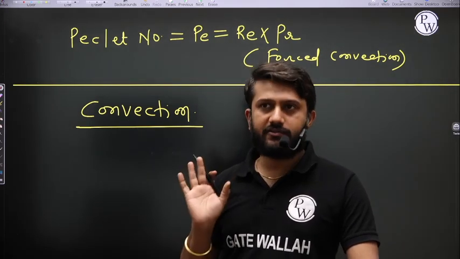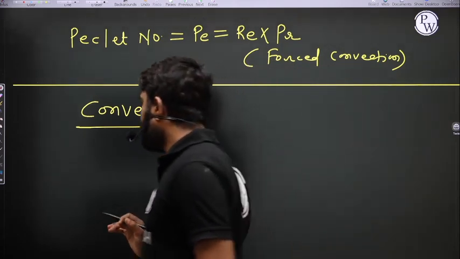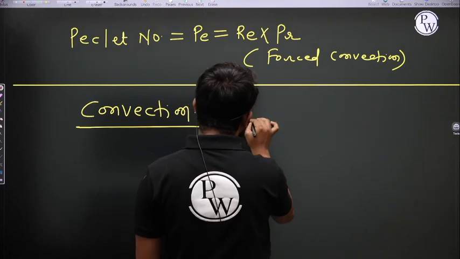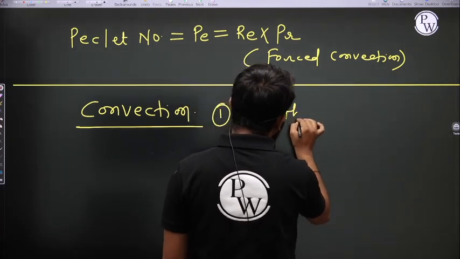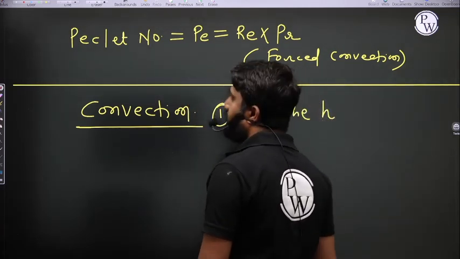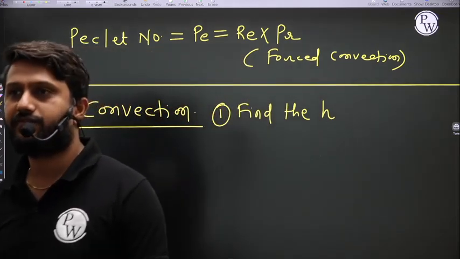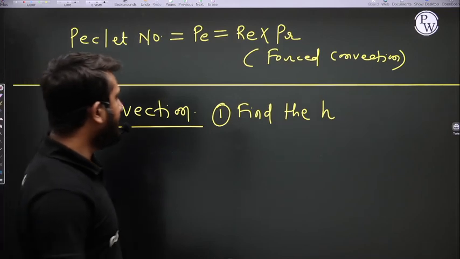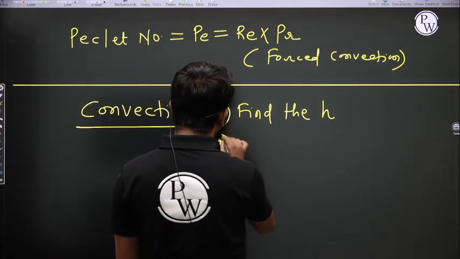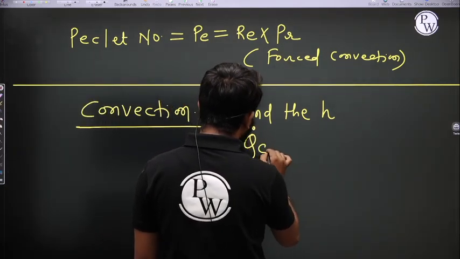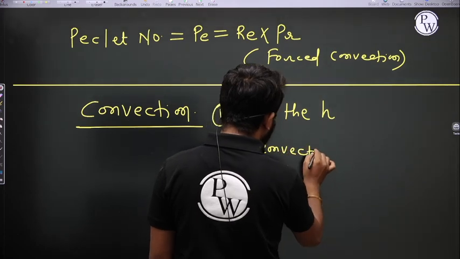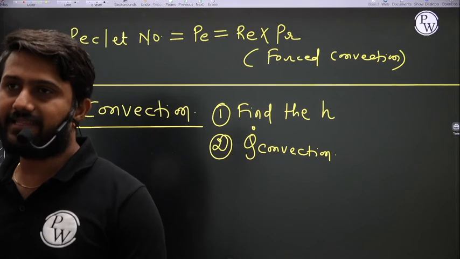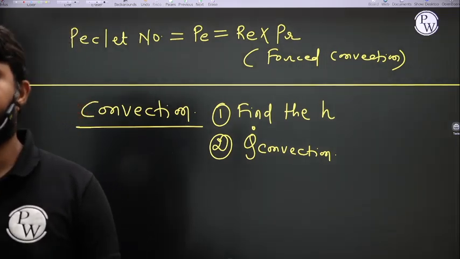These two objectives only. The first objective is to find the convective heat transfer coefficient. The second objective is to find the rate of convection heat transfer, right?